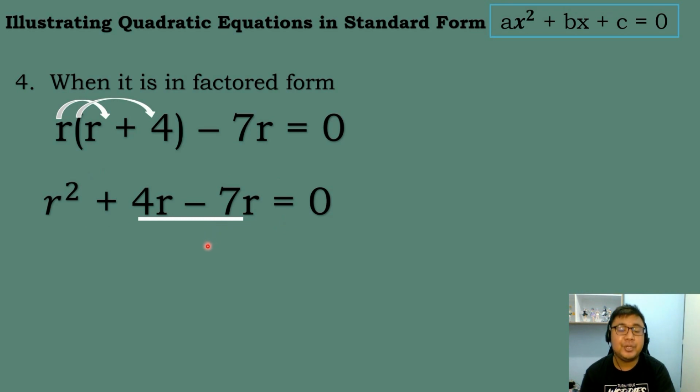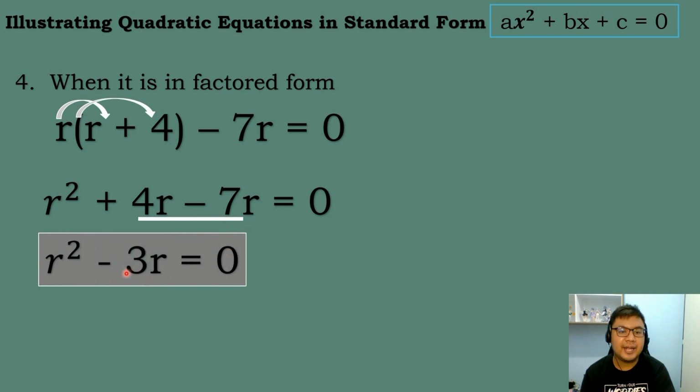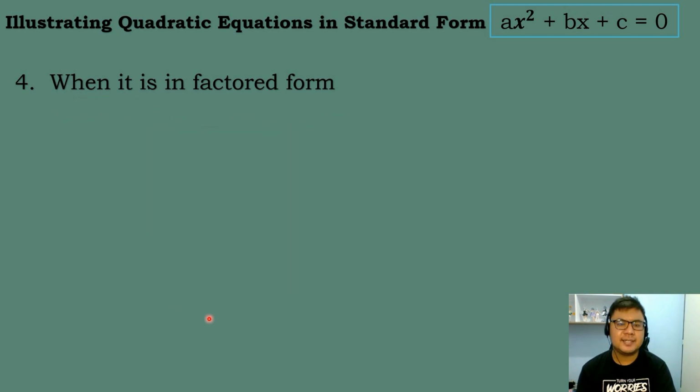And then the next step we need to do is we need to combine like terms. 4r minus 7r is equal to negative 3r. So once you have arranged this in descending order and equated it by 0, naka-standard equation na siya. So the standard equation of this quadratic equation is r squared minus 3r is equal to 0. Next, let's have our last example when it is in factored form pa rin para maintindihan maigi.